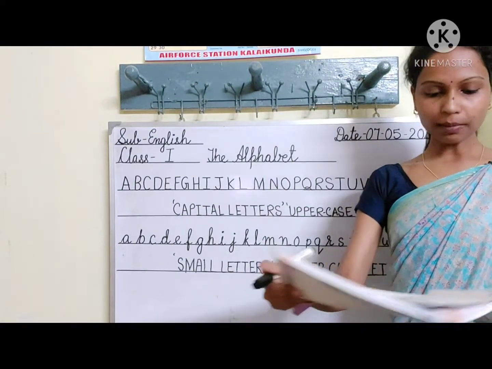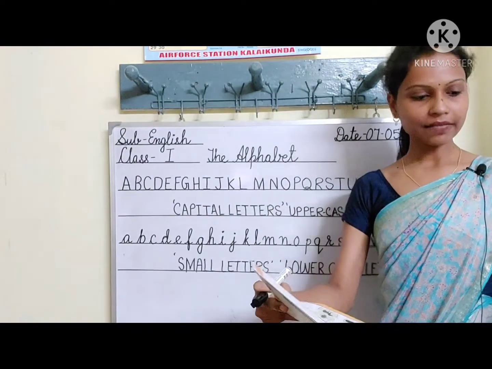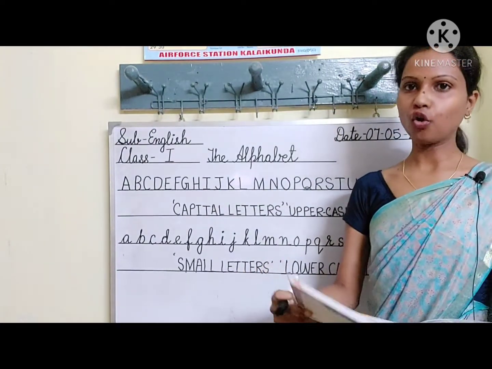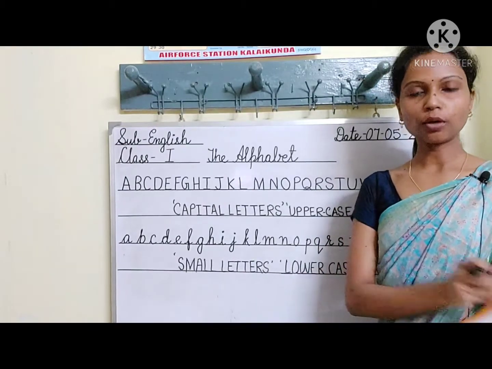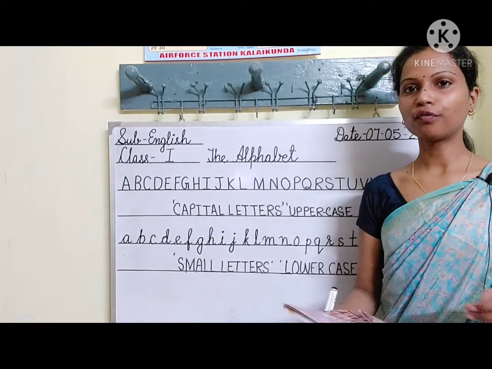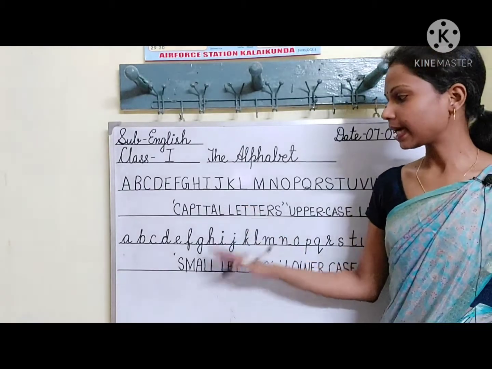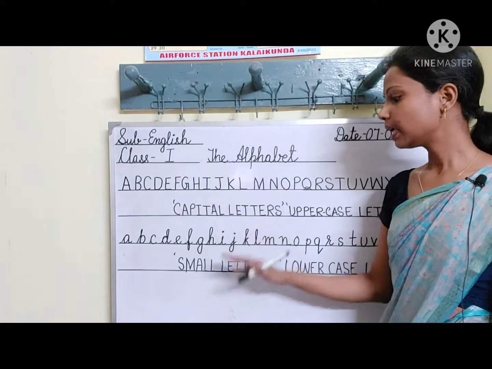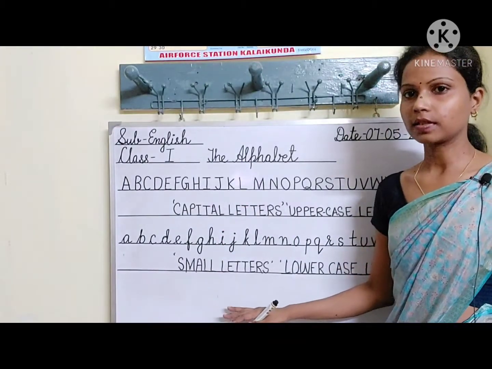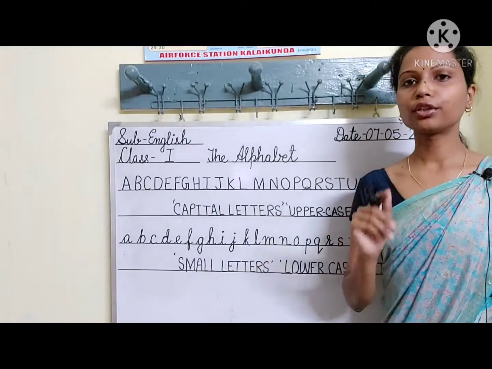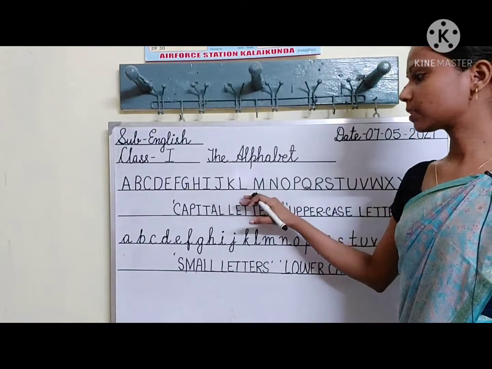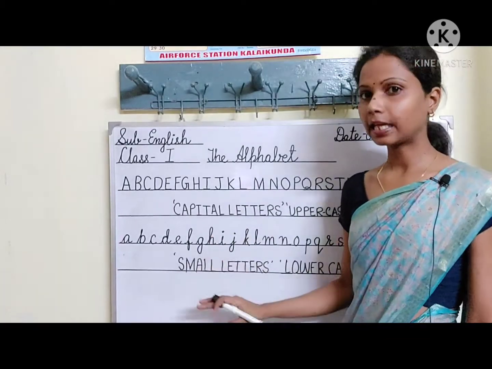So now page number 6 and 7, A, B, C is your homework. You do it in your book and send me your homework. And read and learn both capital and small letters. So write down in your notebook both capital and small letters A, B, C.